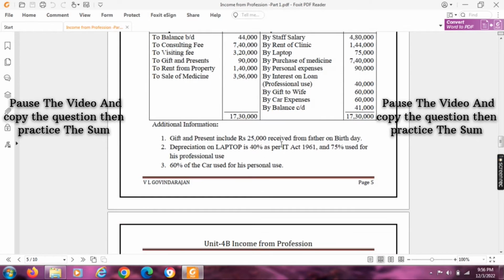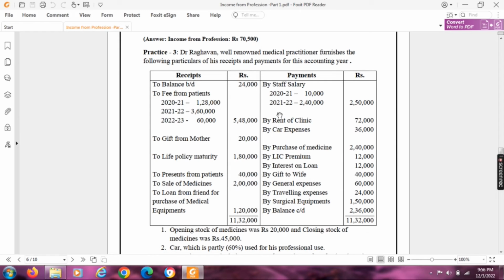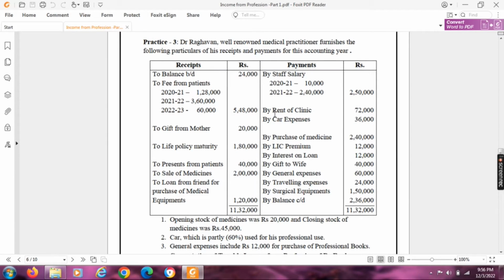Now let me go for practice 3. Dr. Raghavan, well-renowned medical practitioner, furnishes the following particulars of his receipts and payments for this accounting year. See, in this problem, balance brought down, opening cash. Fees from client, it was given 3 years. Previous year, current year, in the next year. Actually, it is on cash basis because we maintain only the cash book. So the total receipts during this year, 5,48,000, will be treated as a professional income of this year.